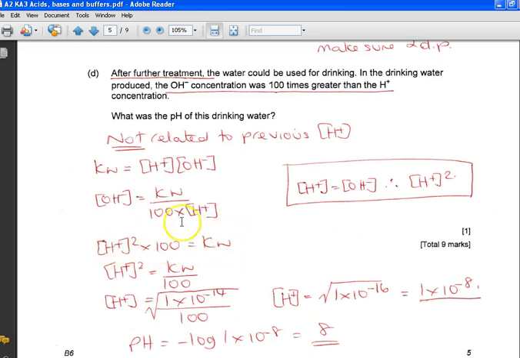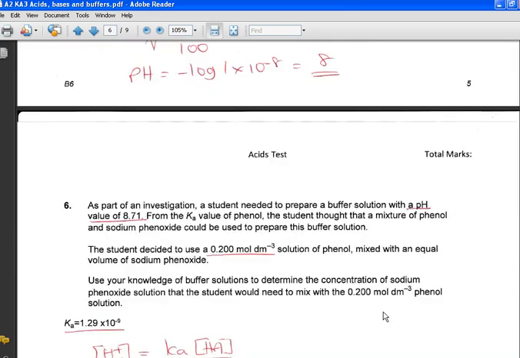And again, we're making the assumption that H+ and OH minus are the same, so we can effectively call it H+ squared. If you go through my calculation here, hopefully it's obvious how we come out to a pH of 8. Once you've got your equation the right way round, you shouldn't have any problem with it. Okay.